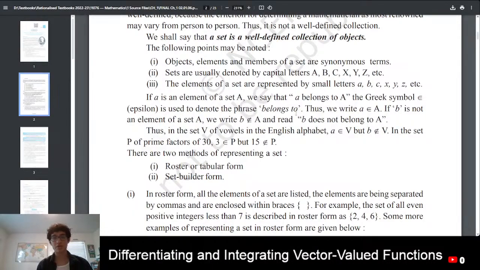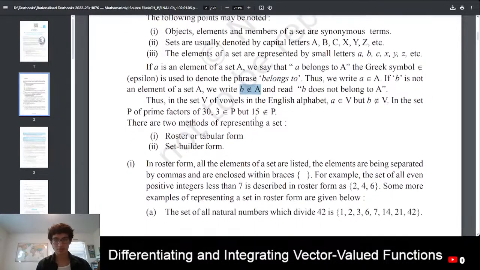If a is an element of set A, it belongs to A, and you show it with this epsilon symbol. It's kind of like a prong or a pitchfork. If small a is part of the set big A, you write it like this. If you're not an element of a set, you write it this way. You put a line through it, just like with not equals. With doesn't belong to, you put a slash through it.